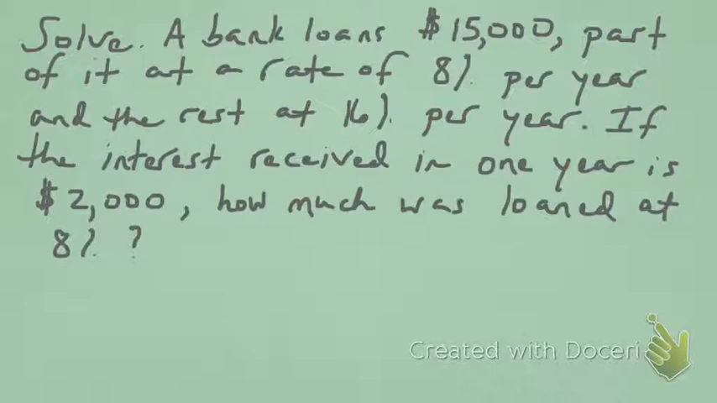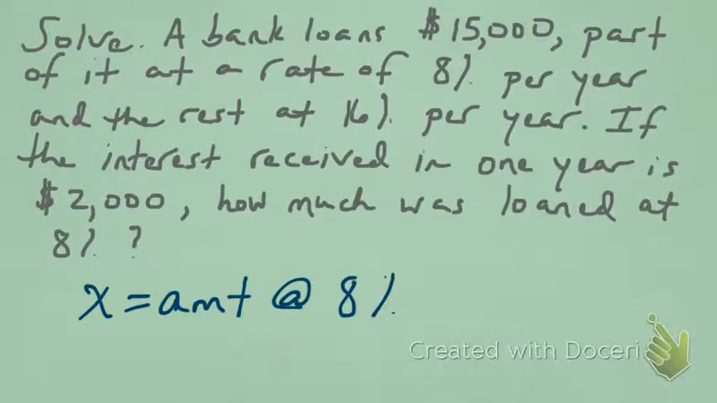Okay, so there are two things we don't know. But there's really only one thing we want to know. We want to know how much was loaned at 8%. We don't know that. Let's call it X. Let's say X is the amount of money that was loaned at 8% interest.